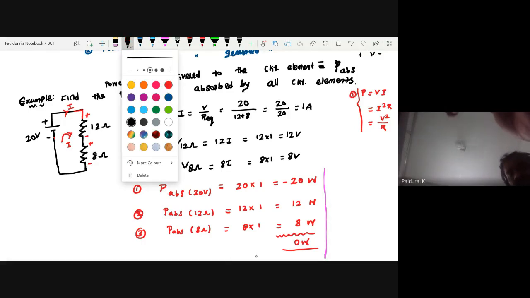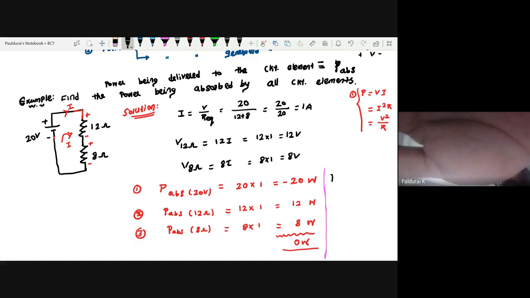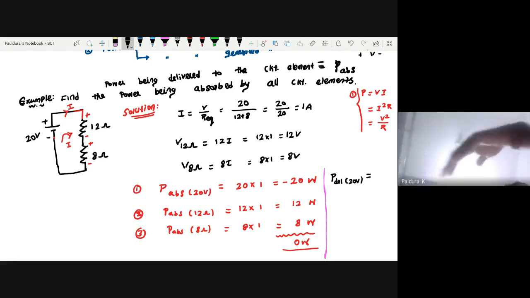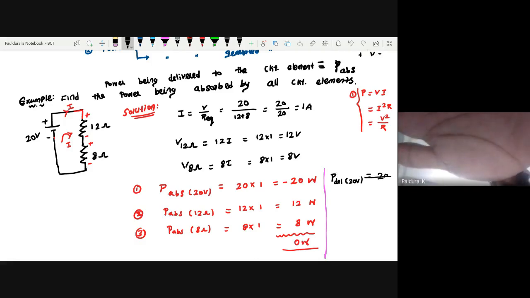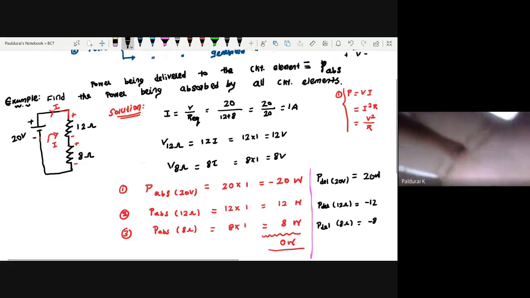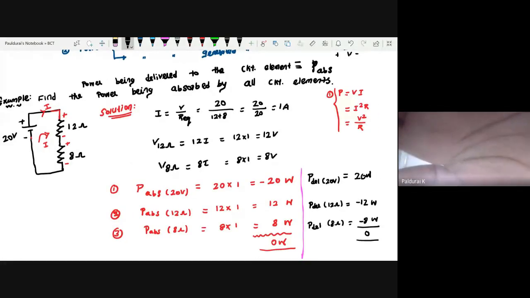So now can you find the delivered power? This time take the power delivered by the 20 volt source. What's the answer, anyone? Absorbed power is minus 20, so delivered power becomes 20 watts, right? The power delivered by the 12 ohm resistor becomes minus 12, and by the 8 ohm resistor becomes minus 8, right? So put watts here. Here also if you add, you will get 0.